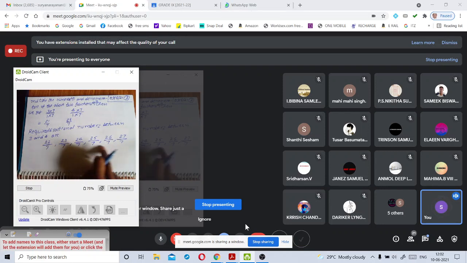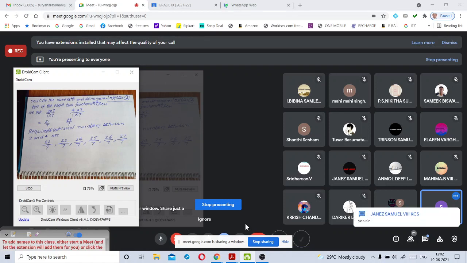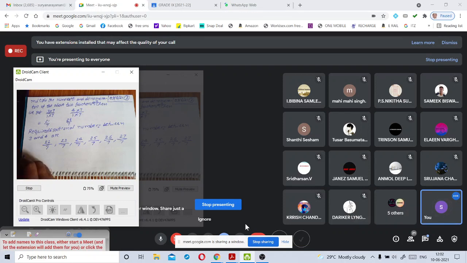These are not the only 6 rational numbers between 3 and 4. There are infinitely many rational numbers, but they asked us to write only 6 rational numbers between the given 2 numbers. Understood this point, my dear children? Shall we go to the next question? Yes, sir.